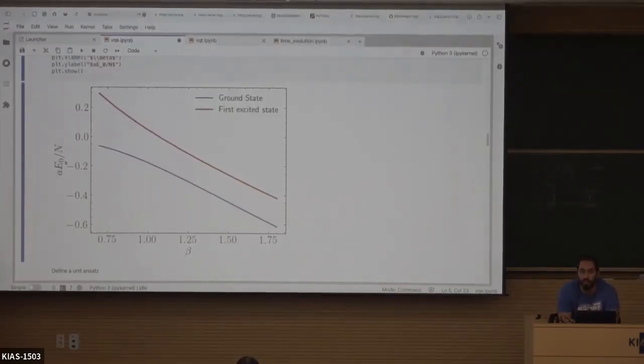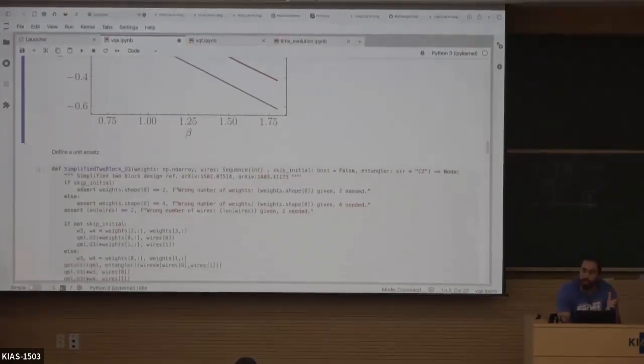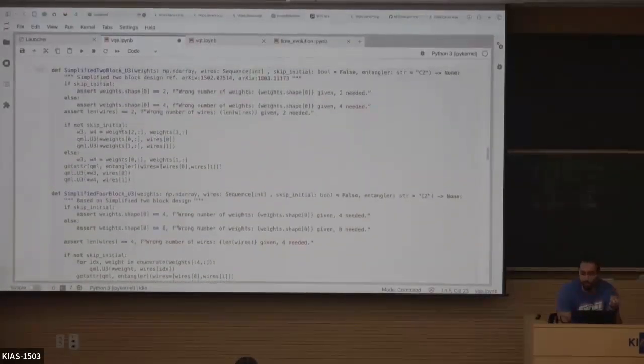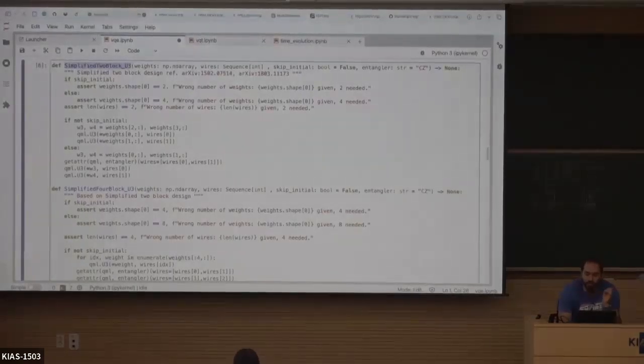So you can take this home and play with it and try to increase the number of sites, try to change your ansatz and everything. Okay, let's talk about the ansatz. So I defined here 2 different structures. I'm calling them simplified 2 block. If you're interested in how this simplified 2 block is designed, I put 2 papers over here. You can just go inside and check it.